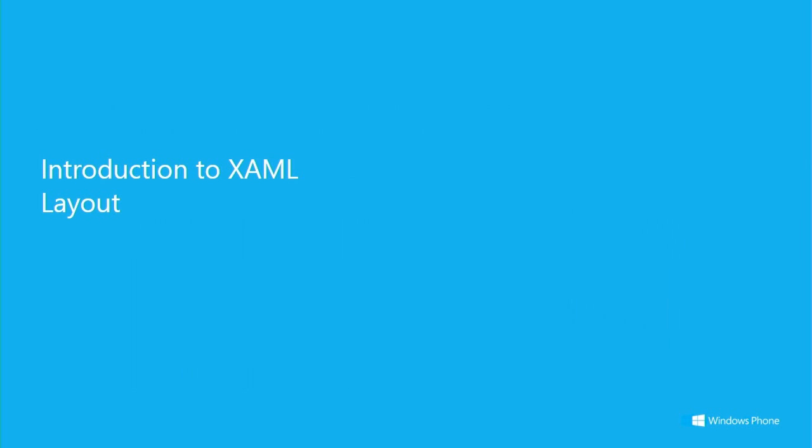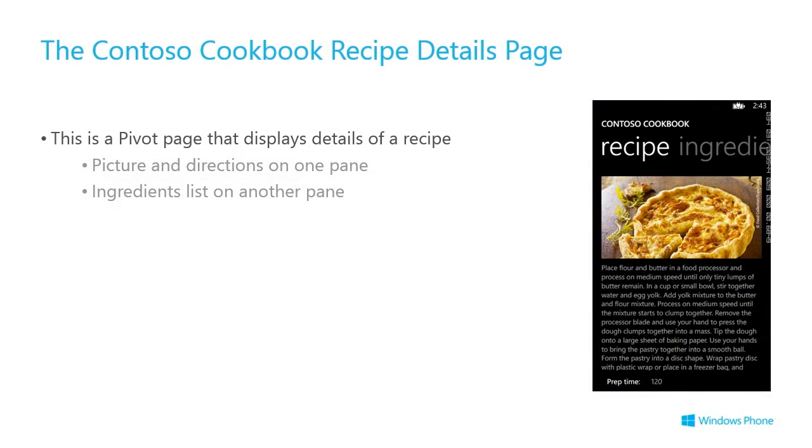Now, we've created our project. I'm going to go into a demo in a moment, but before we do that, let's talk a little bit more about what it is we're working with, which is XAML. What we're going to build is the Contoso app. We're going to focus on one page in particular to start with as an exercise, so we can show you how you work with the tools.